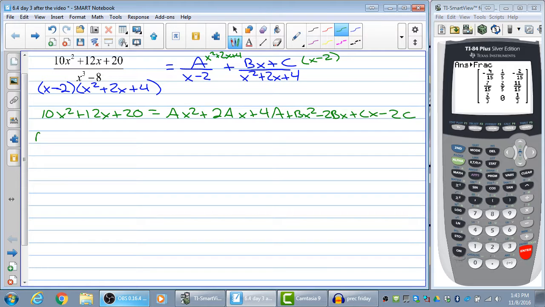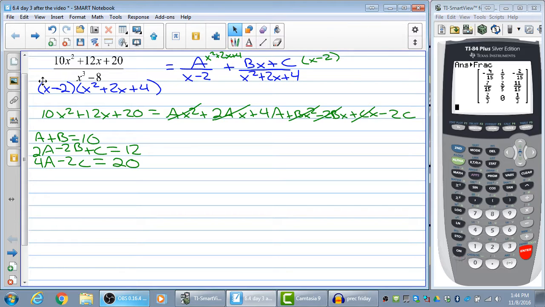We get A plus B is equal to 10. There's A plus B. I need the x's: 2A minus 2B plus C equals 12. Got it. And then 4A minus 2C equals 20. Well, I think it'd be easier to do this on the calculator than it would by hand.